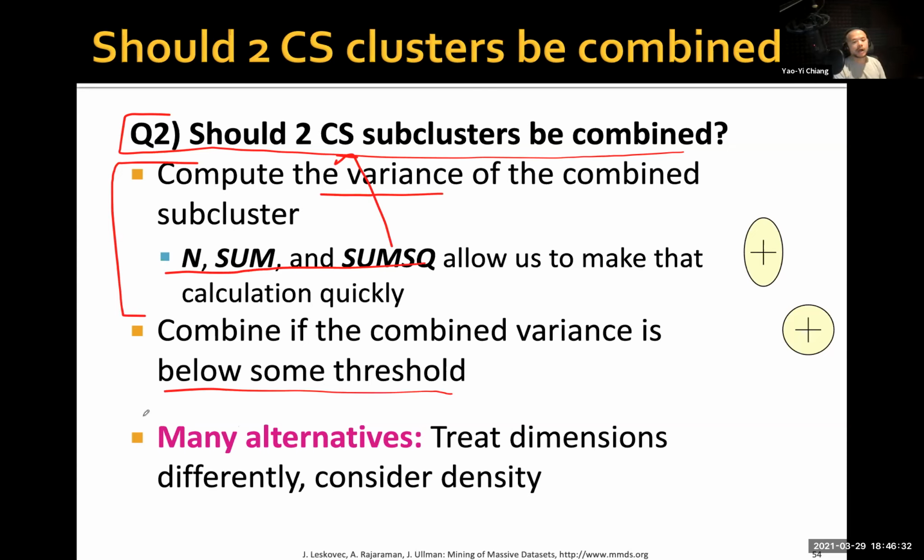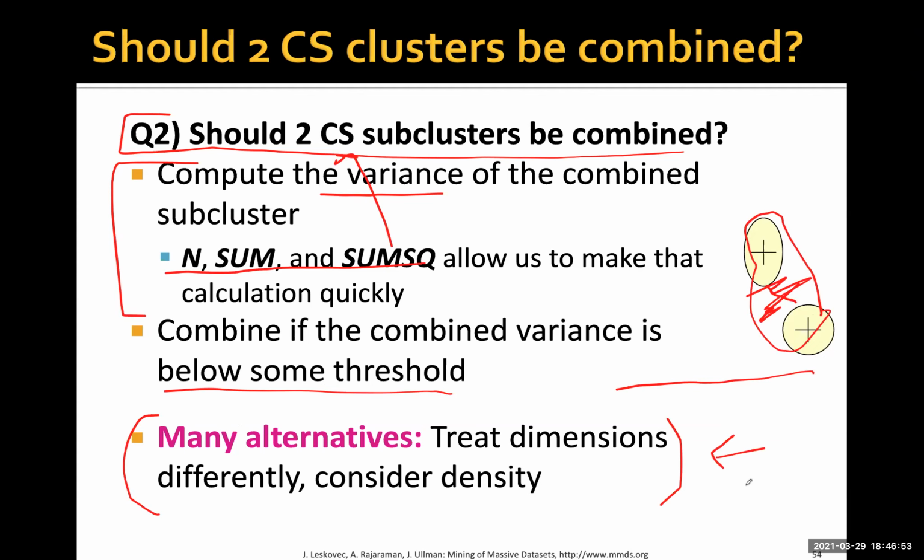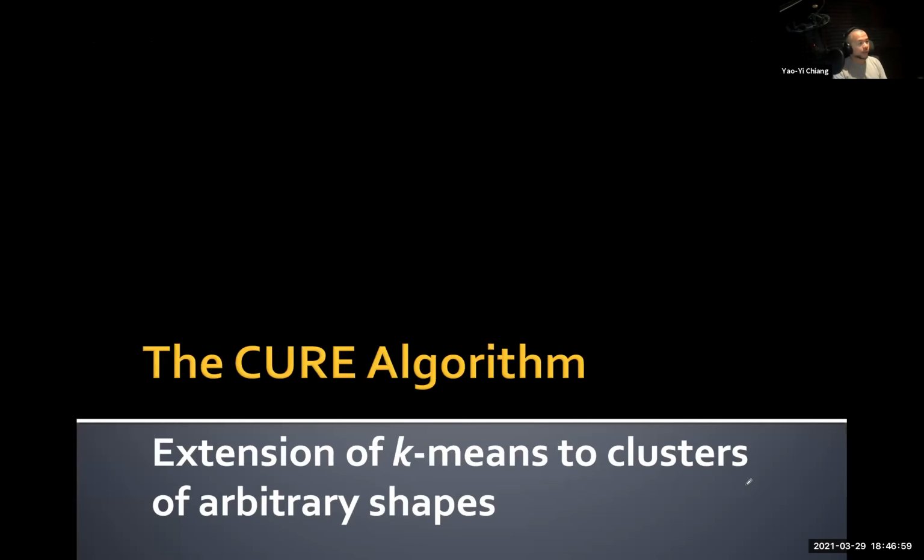Or there are also many alternatives. You can treat dimensions differently. You can say, I want to focus on the first dimension because I think it's very important. Or you can consider the density. For example, if you merge these two, the density is not great because you don't have any points, right? We talked about similar methods in our hierarchical clustering lecture. All right, so that's everything I want to tell you about the BFR algorithm.